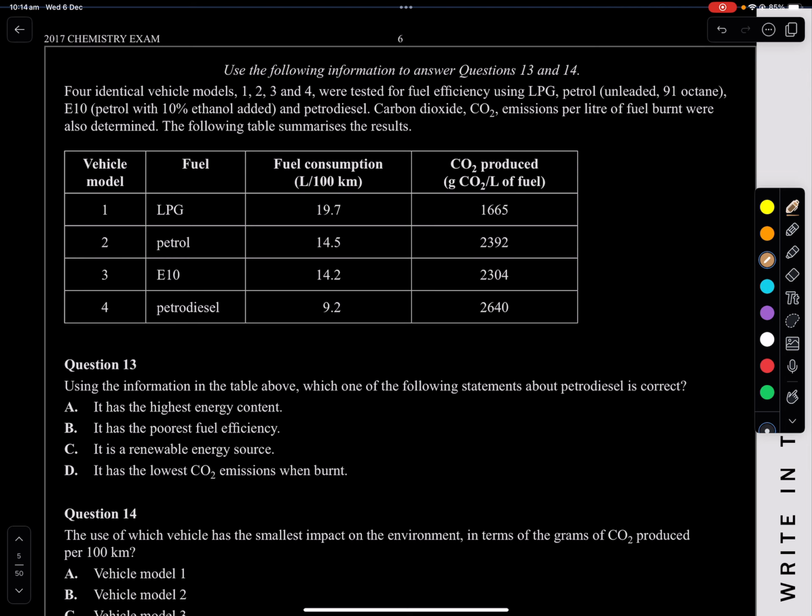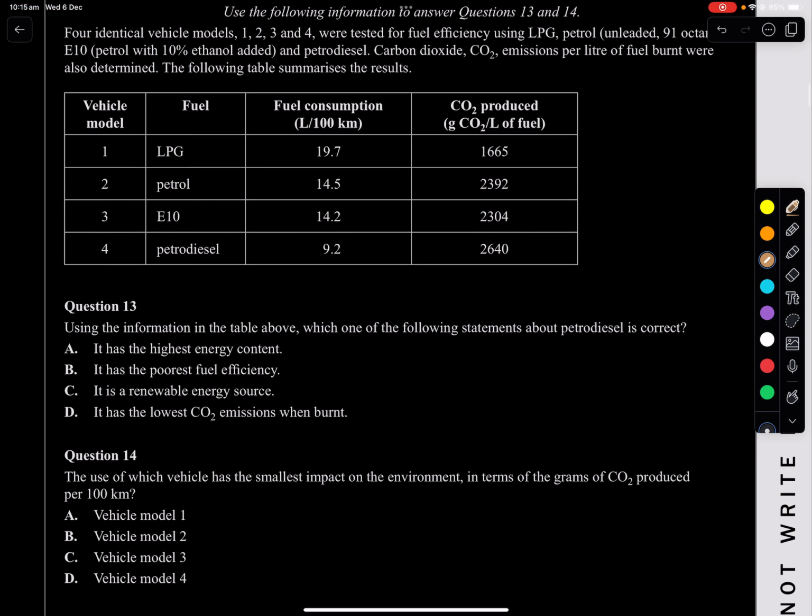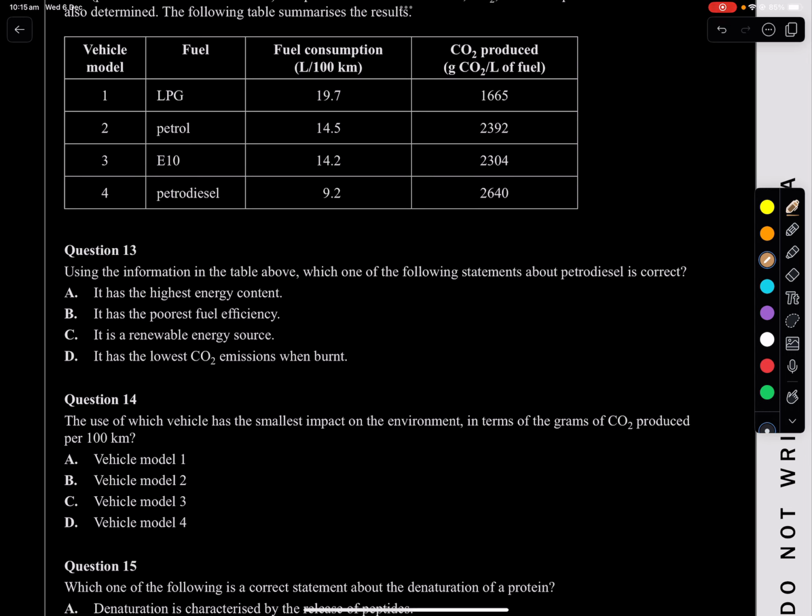This question. So 4 identical vehicles, model 1, 2, 3, 4, were tested for fuel efficiency using LPG, petrol, unleaded 91 octane, E10 petrol, 10% ethanol added, and petrodiesel. Carbon dioxide emissions per litre of fuel burnt were also determined. And the following table summarizes the results. Okay, the first question. Question 13. Using the information in the table above, which of the following statements about petrodiesel is correct? It has the highest energy content.